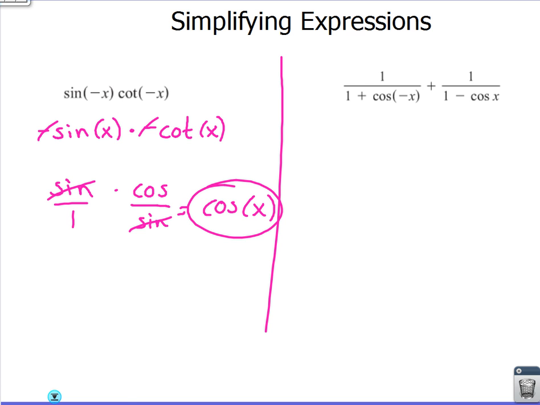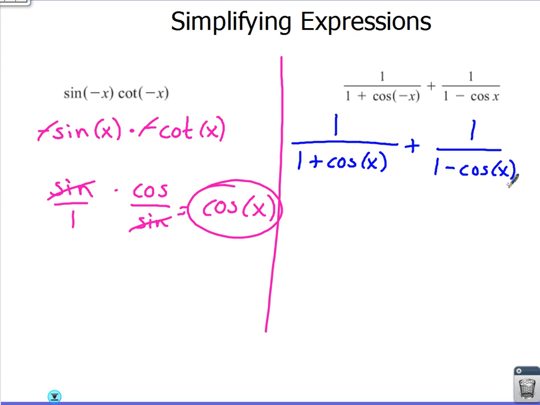Second one. 1 over 1 plus the cosine of negative x. What can I do with cosine of negative x? Just drop the negative completely. So cosine of x. And then plus 1 over 1 minus cosine of x. That one doesn't have a negative on your x.